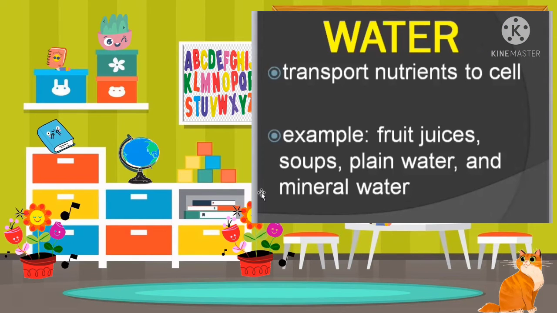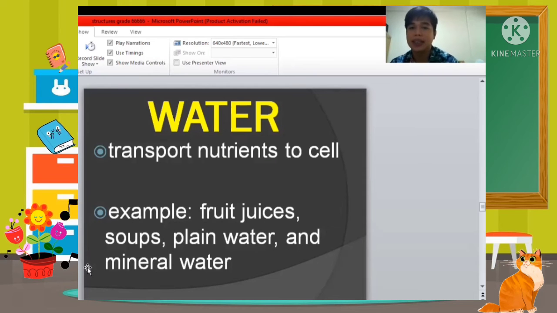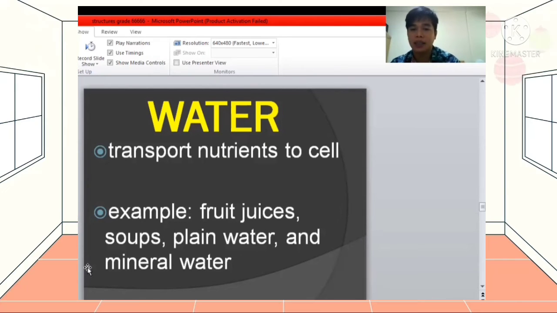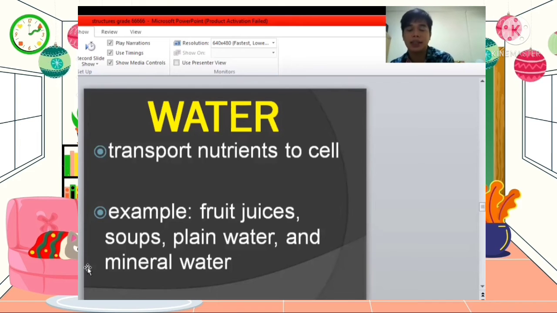And last is water. Do you drink 8 glasses of water every day? Let's define what water is. Water transports nutrients to cells. And examples of water are, let's read, 1, 2, 3, go. Fruit juice, soups, plain water, and mineral water.